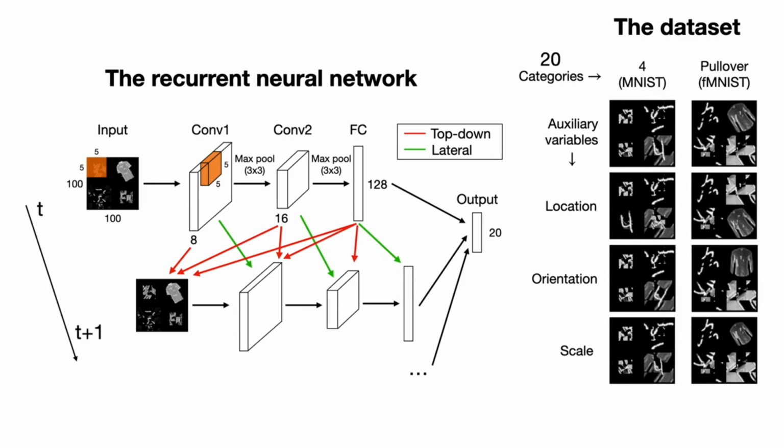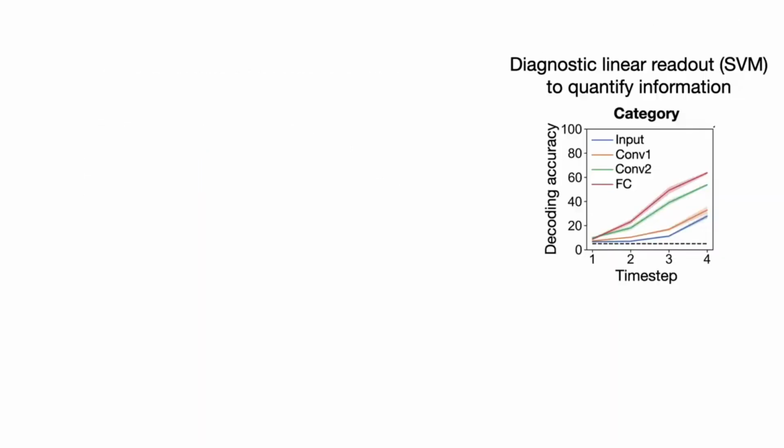We had 20 categories: the 10 digits from MNIST and 10 objects from Fashion MNIST. These objects could move over the image, so that's the auxiliary variable of location. The objects could be tilted or not, that's the auxiliary variable of orientation. And the objects could be small or big, that's the auxiliary variable of scale. These are category orthogonal variables, and we wanted to see if these impact category inference.